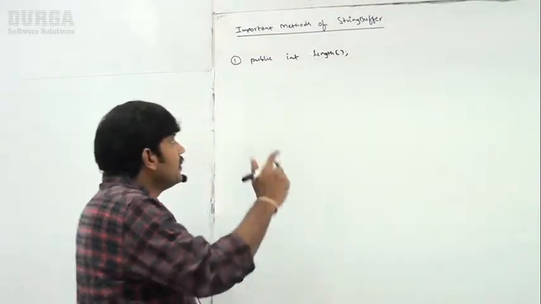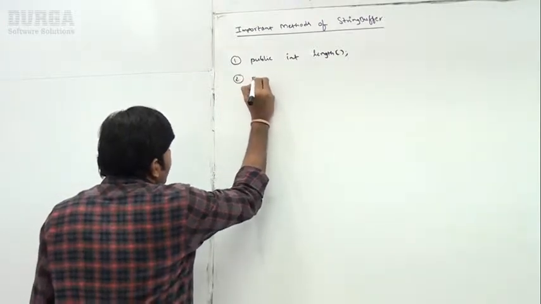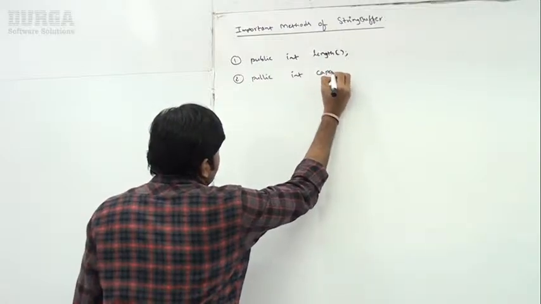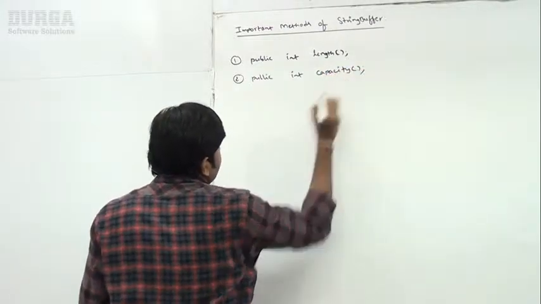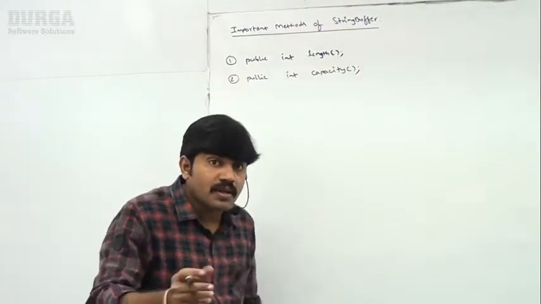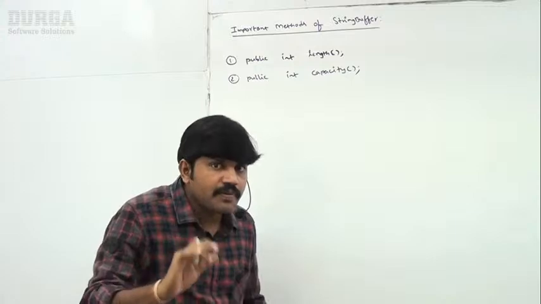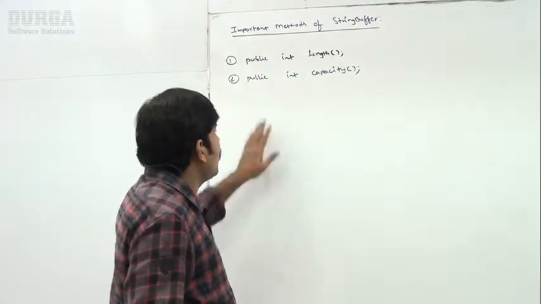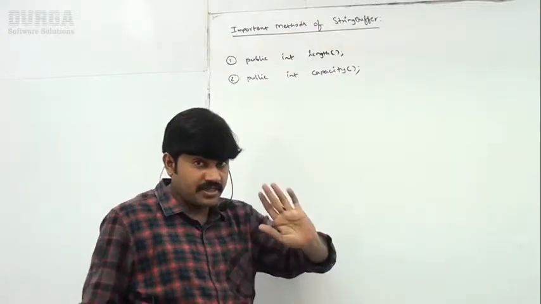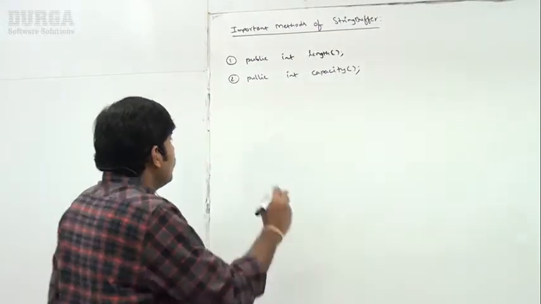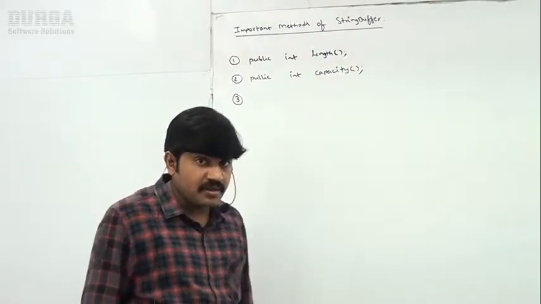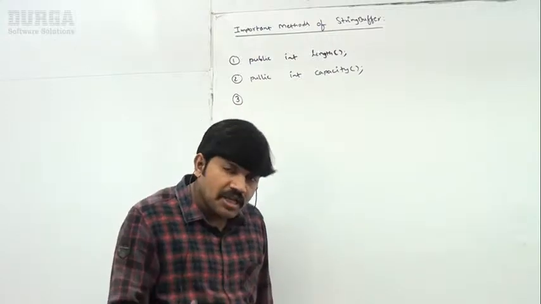Next, public int capacity(). Capacity means the total number of characters a StringBuffer can accommodate. Total how many characters a StringBuffer can accommodate is the capacity of the StringBuffer. Now the third one, which we already discussed in the String case, the same method.